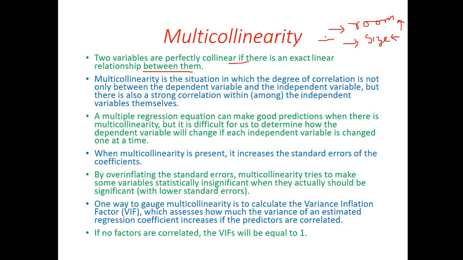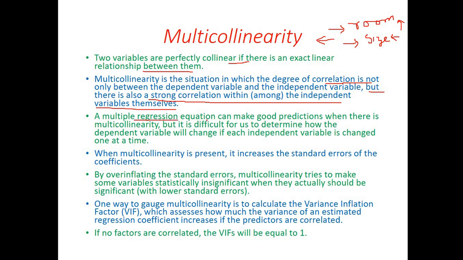So that kind of relation will be there between the independent variables also. That is one of the considerations in multicollinearity. Multicollinearity is the situation in which the degree of correlation is not only between the dependent variable and the independent variable, but there is also a strong correlation within the independent variables themselves. That is what I have explained with the rooms and the size of the house. Correlation means they are related.